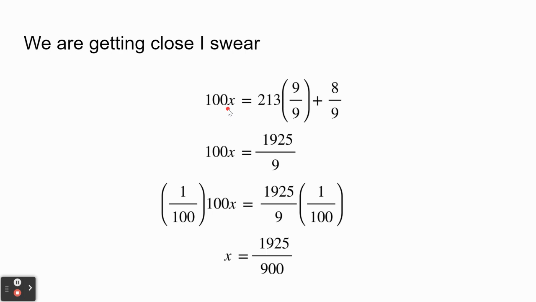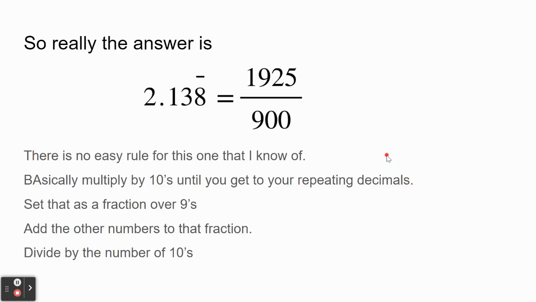So I've got 100x equals 1,925 over 9. 213 times 9 over 9 plus 8 over 9. If you do the math, it ends up being 1,925 over 9. So now I've got 100x equals 1,925 over 9. I can divide by 100 on both sides, and it goes 1,925 over 900. Okay?